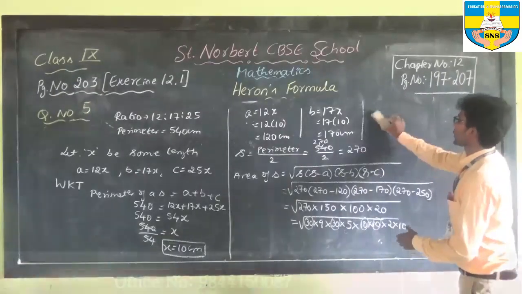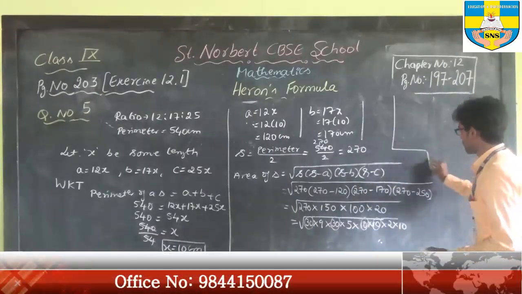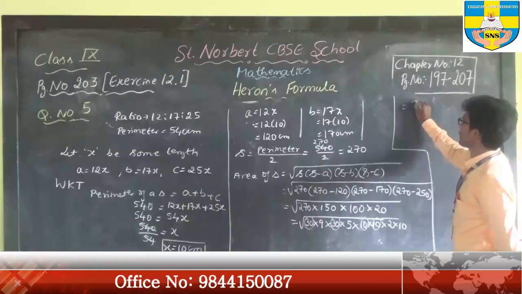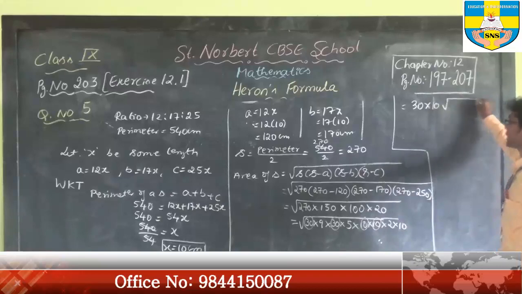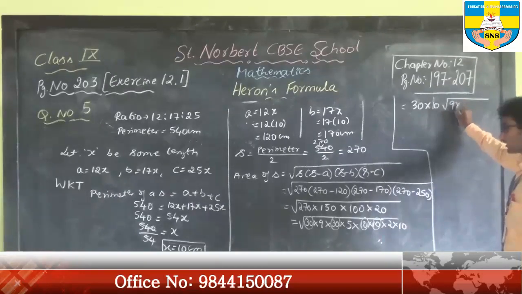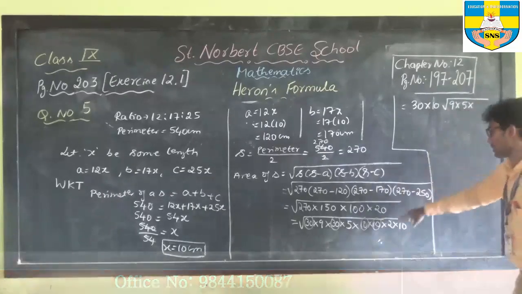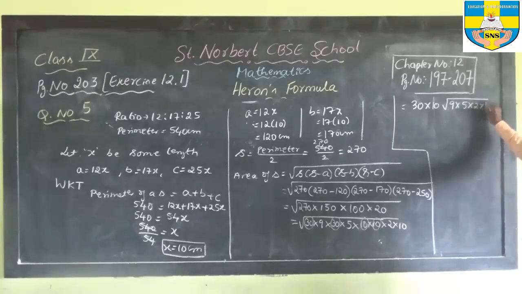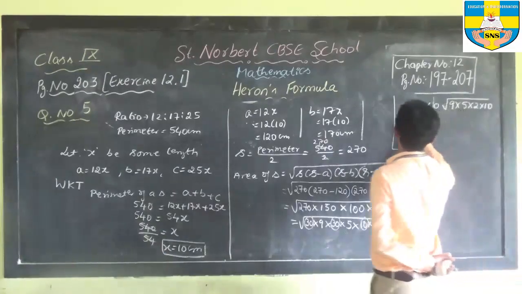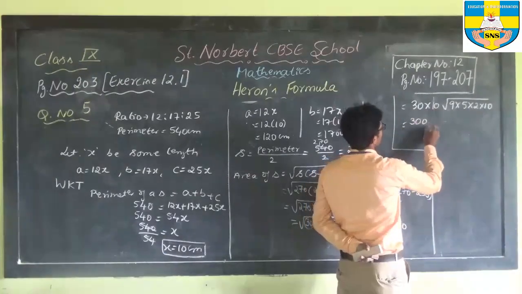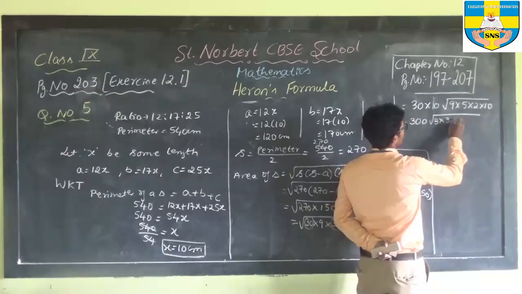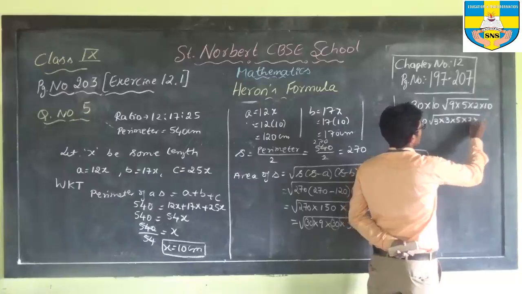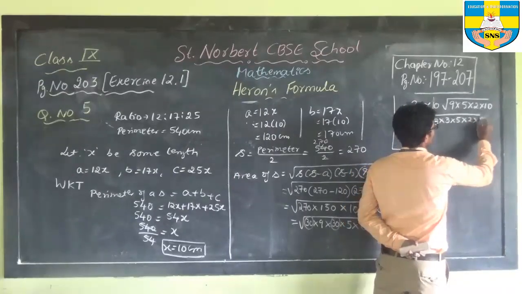I'll rub this and I'll try to continue. Okay, so 30 will be outside, 10 will be outside. The remaining elements are 9, 5, 2 and 10. This is 30. You can write 3 threes into 5 into 2. 10 is nothing but 5 twos.